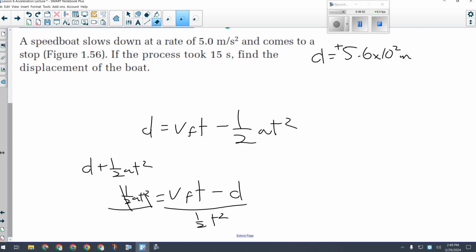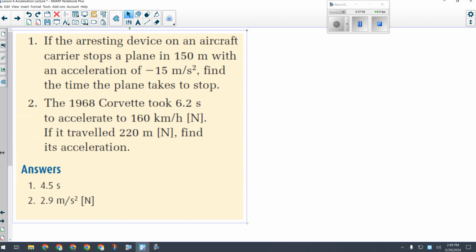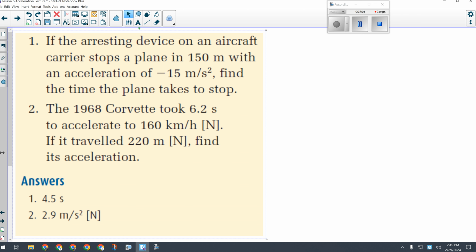Okay. All right, well, let's have you guys try a few questions to do with that one. Okay, you got the Top Gun question for the first one. Okay, so the arresting device on an aircraft carrier stops a plane in 150 meters with an acceleration of negative 15 meters per second squared.